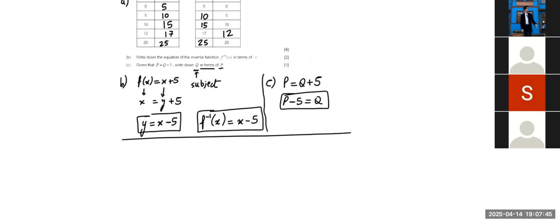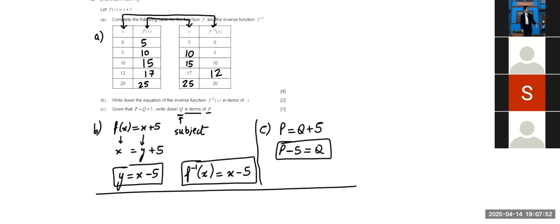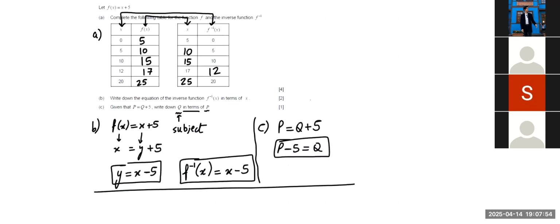I wrote the inverse is 5 minus p. Is that wrong? 5 minus p. That would be wrong because look, if you do 5 minus p, algebraically, what's your step? What did you do to get 5 minus p is the question.